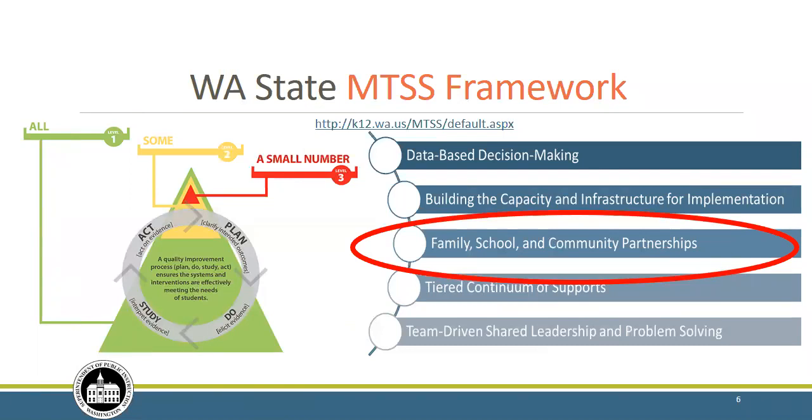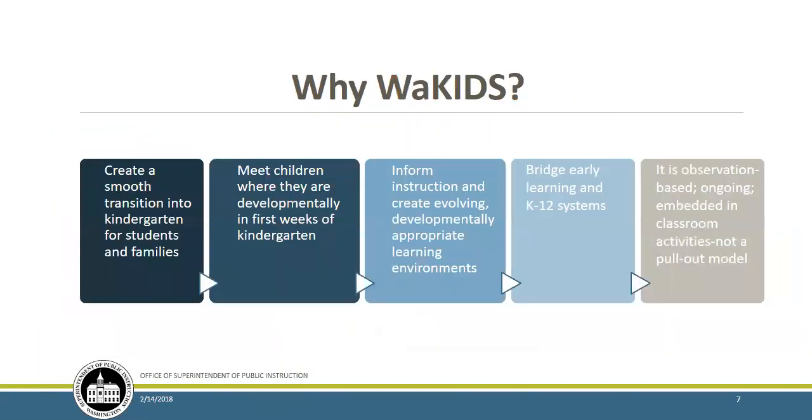Amber's going to tell us more about WAKIDS and why it's important. Thank you. So WAKIDS is one part of the Full Day K initiative that this year has been fully rolled out across the state, which means that all school districts are now required to participate in full day kindergarten. Part of that is the WAKIDS assessment, and I say that because a lot of times people think that WAKIDS is full day K, when in actuality it's one leg of full day K. WAKIDS is the assessment portion, and then there's also the early learning collaboration piece and the family collaboration piece.